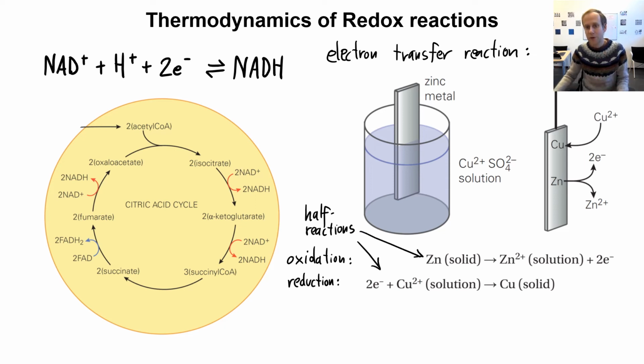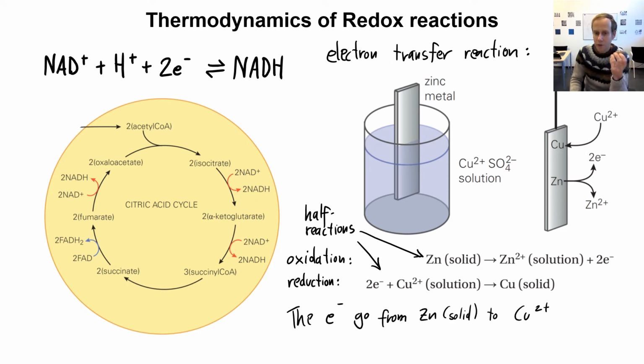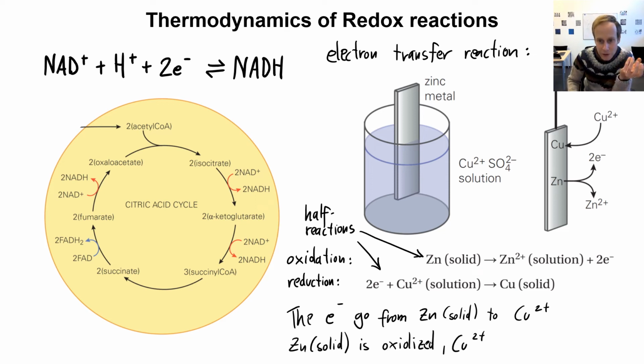So both of these reactions together are called 2 half reactions, right? Because only together they form a redox couple. So the electrons go from the solid zinc to the copper 2+. And the solid zinc is oxidized while the copper 2+ is reduced.